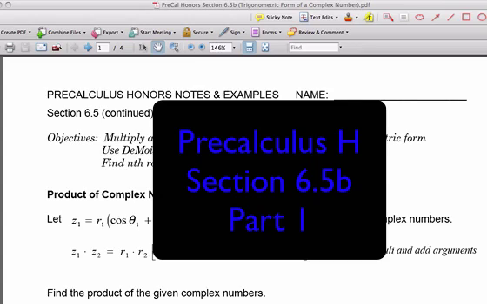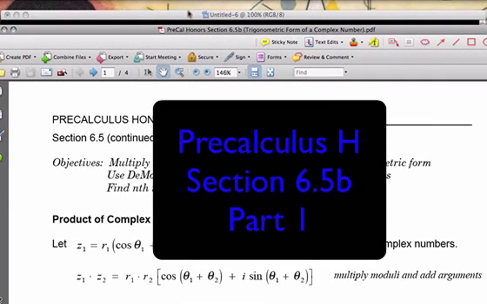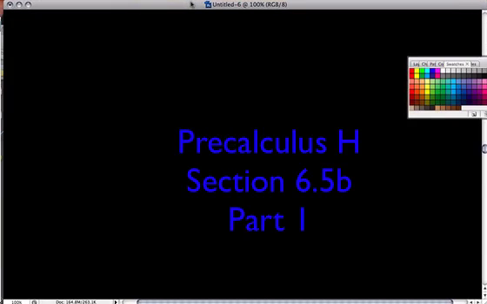Hello, class. This is Precalculus, a special snow day episode. Today we're going to be looking at the second half of section 6.5. Get out your notes that look like this if you have them. If not, just write on a piece of paper. I'll be writing on this blackboard here.